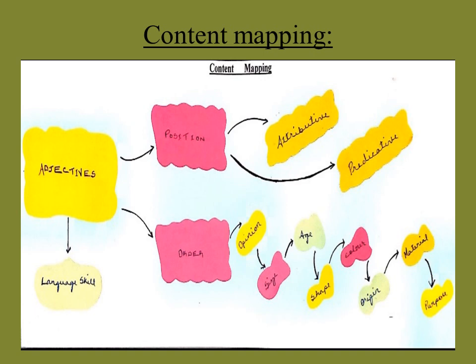This is another example of a content map. We can understand from the content map that the topic of the lesson is adjectives, and the lesson will deal with the position and the order of adjectives, which are the specific objectives. And then we have the language skills, which fall under general objectives.